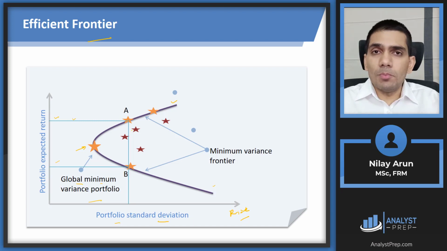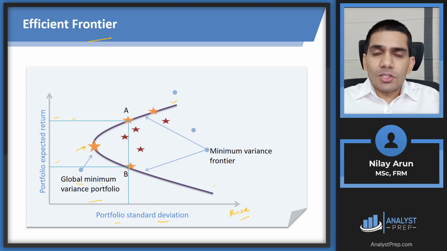So an efficient portfolio would mean that it's that portfolio which is maximizing the return for a given level of risk, or alternately, for a given level of return, it is minimizing the amount of risk.